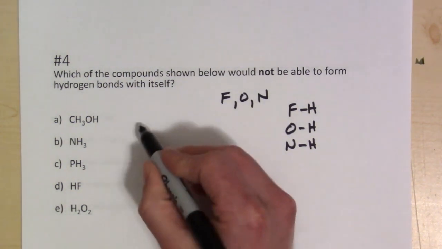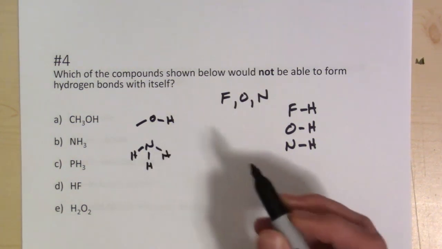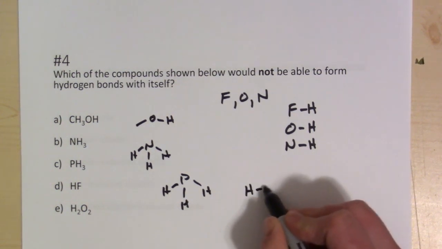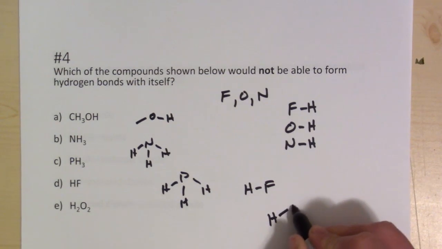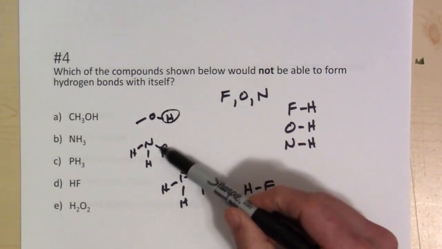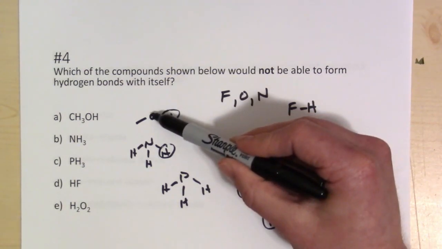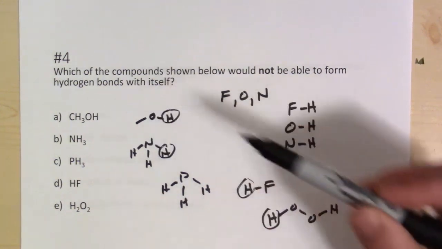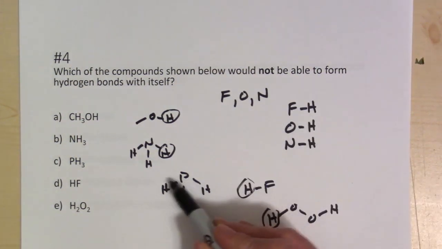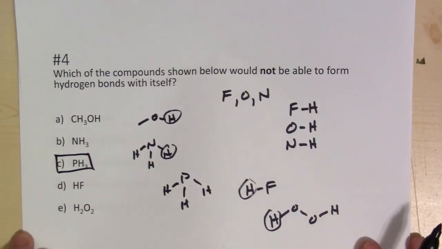So it may be helpful just to draw each of these quickly. So this is methanol. We just saw ammonia in the previous problem, as well as phosphine, hydrogen fluoride, and hydrogen peroxide. So if you see in each of these molecules, the hydrogen here, here, here, and here, those can all act as hydrogen bond donors, and each of these electronegative atoms can accept a hydrogen bond. So oxygen, nitrogen, fluorine, and oxygen. And the only one that doesn't have either a fluorine hydrogen, oxygen hydrogen, or nitrogen hydrogen bond is phosphine, which only has phosphorus hydrogen bonds. So C there is the correct answer. Phosphine would not be able to hydrogen bond with itself.